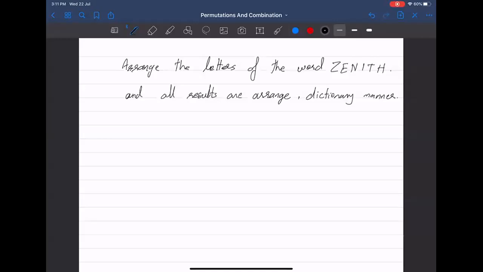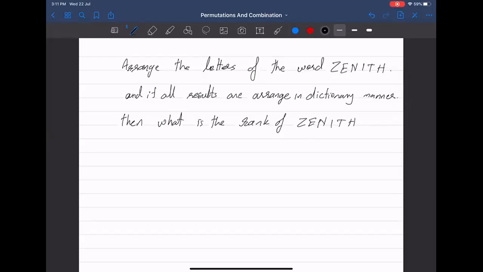All results are arranged in a dictionary manner. Then, what is the rank of ZENITH? Seriously? Are you really asking this question? Yes, children, I'm asking you this question. What will be the rank of Zenith in that arrangement, that is what is asked. I don't know how the textbook did it. I have a great way of solving.